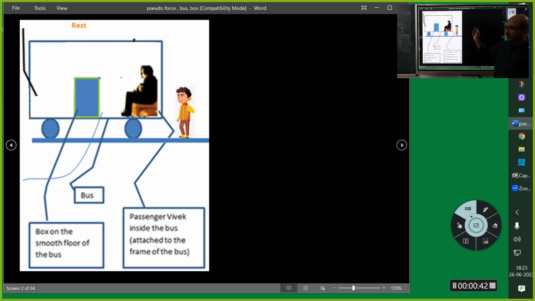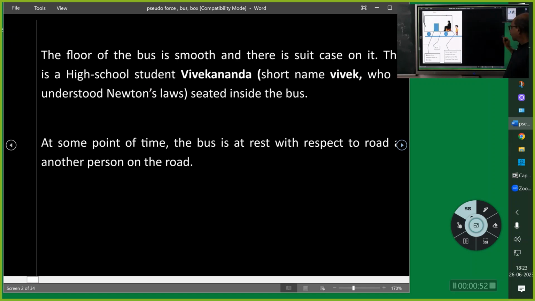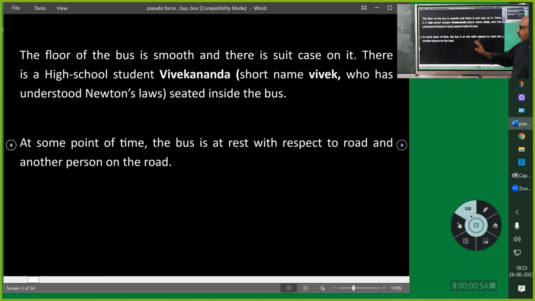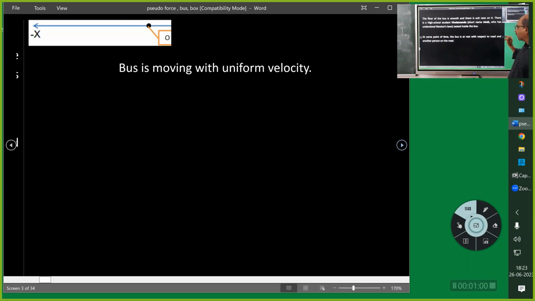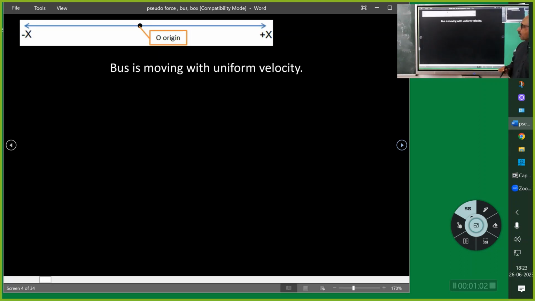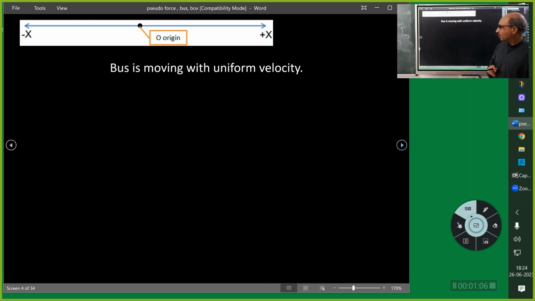Right? So with respect to the person on the road, all the points on the bus, Mr. Vivek who is sitting inside the bus, the box, etc., everything is at rest. Okay? As I told you, everything is at rest. This is what I mentioned here. Now, the bus is going to move with uniform velocity.